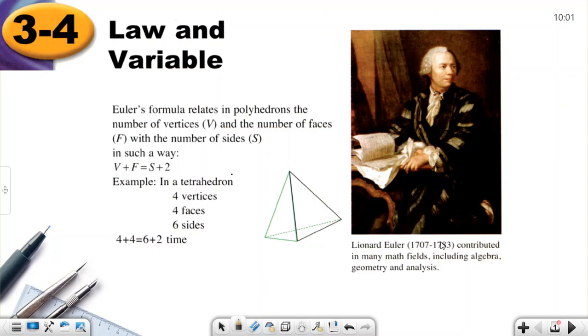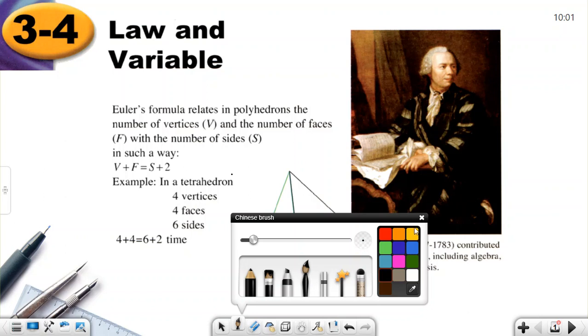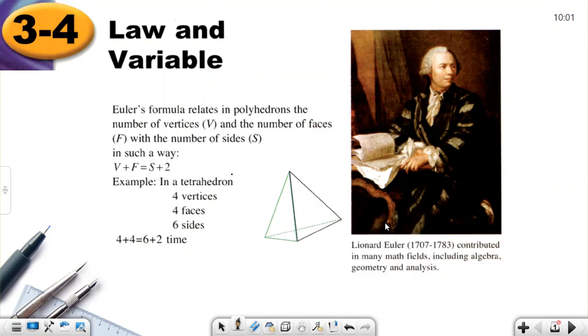Hi everyone, in this video we will talk about laws and variables. When we talk about laws, we are talking about formulas in mathematics or scientific formulas, it doesn't matter. We will make some changes to the formulas, that's all. So this is a rule for polyhedrons.